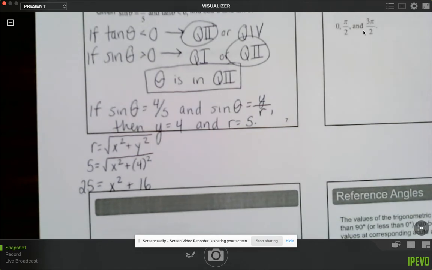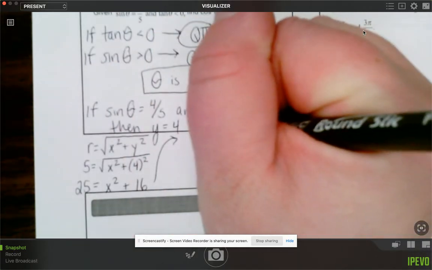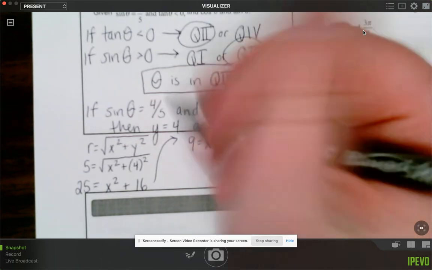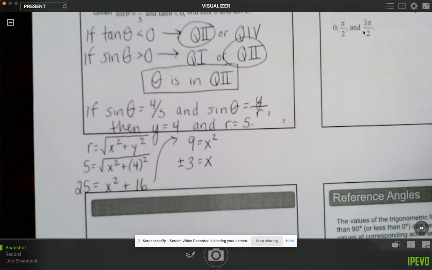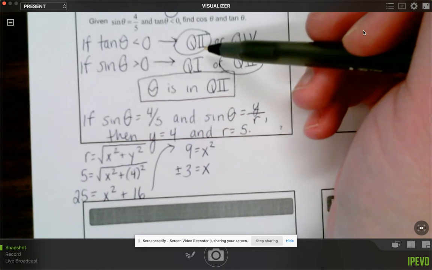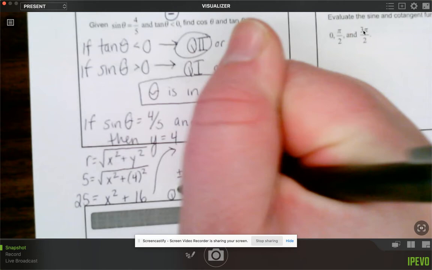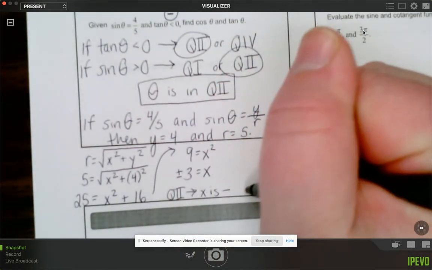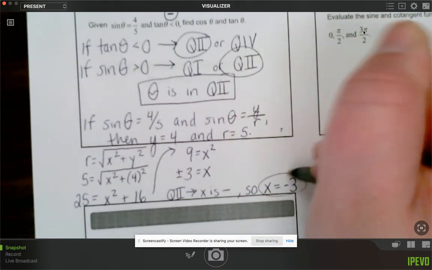Okay, now it's a 2-step equation. I subtract 16. 25 minus 16 is 9 equals x squared. And to get x by itself, we take the square root of both sides and we get a positive and negative 3 for x. However, we just need one of them. We said that this angle is in quadrant 2. And when you're in quadrant 2, your x value is negative. So we can conclude that x equals negative 3, not positive 3.